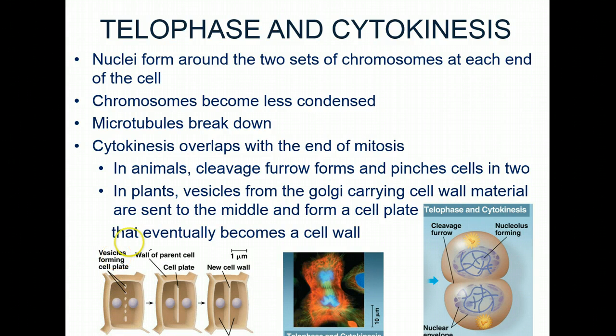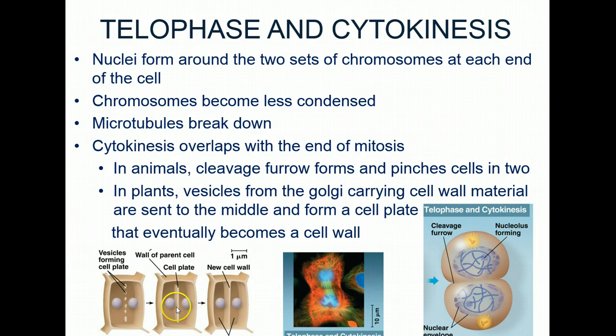When the cell gets to the point of dividing and separating, we see that the cell is actually going to start to produce little vesicles that contain cell wall material, and it sends those vesicles to the middle of the cell, and those vesicles will fuse in order to form what we call a cell plate. Now, that cell plate is very close to a cell wall. However, it's not complete until the cell plate eventually grows and merges with the existing cell membrane and cell wall.